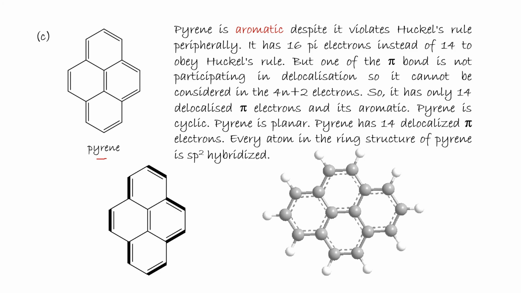Pyrene. Pyrene is aromatic despite seeming to violate Hückel's rule. It has 16 pi electrons instead of the 14 needed to obey Hückel's rule. But one of the pi bonds is not participating in delocalization, so it cannot be considered for the 4n plus 2 electrons. It has only 14 delocalized pi electrons, and it's aromatic. Pyrene is cyclic, pyrene is planar, pyrene has 14 delocalized pi electrons, the pi electrons outside here.